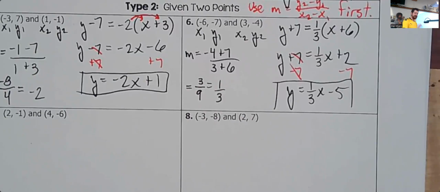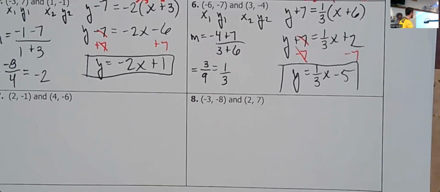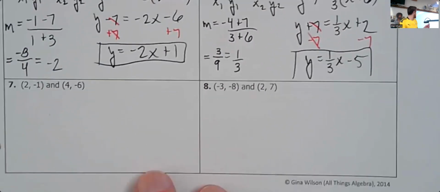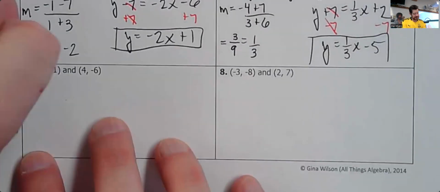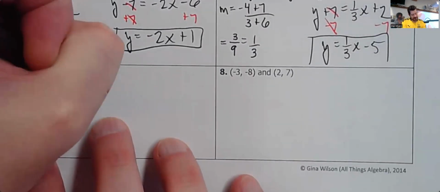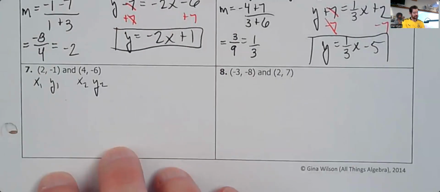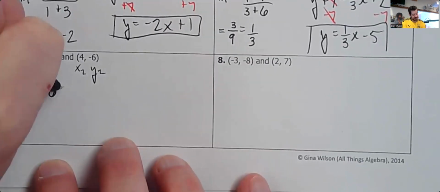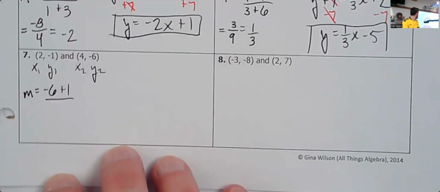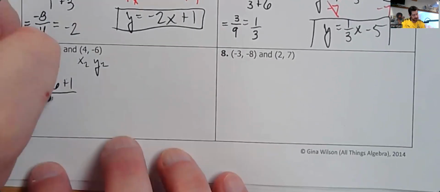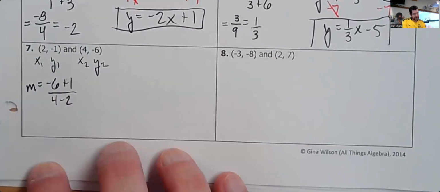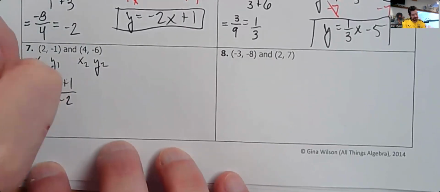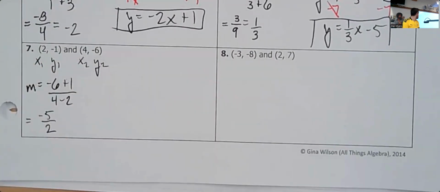All right, we'll do 7 real quick, and then I'm going to have you try 8 on your own. Here we go. Number 7. x1, y1, x2, y2. So m equals -6 minus -1, so that's -6 plus 1, over 4 minus 2. -6 plus 1 is -5. 4 minus 2 is 2. So that's just -5 over 2. That doesn't reduce. That's our slope.